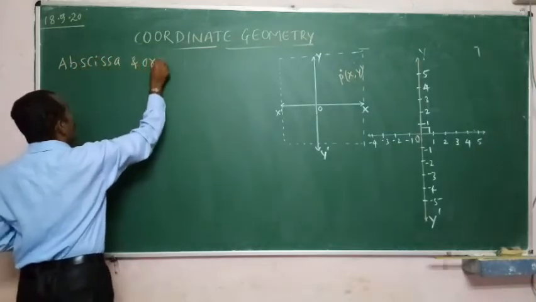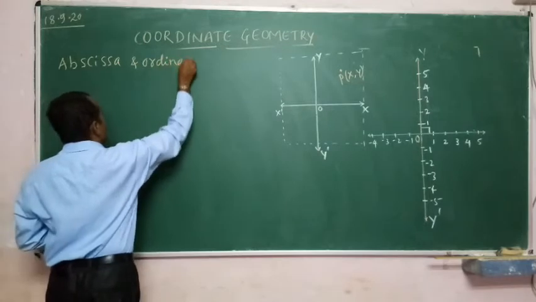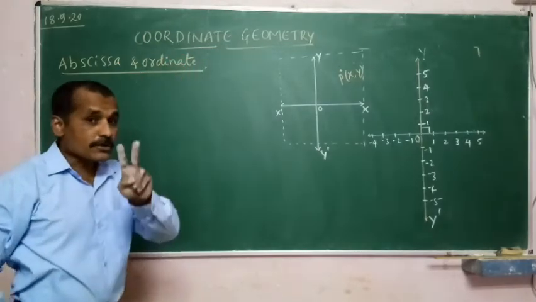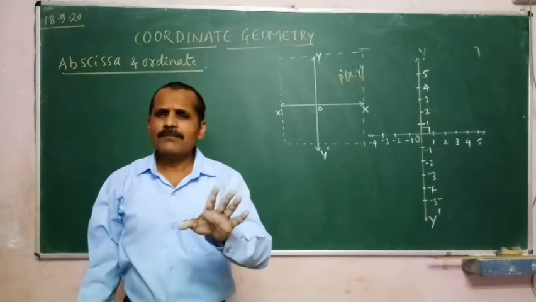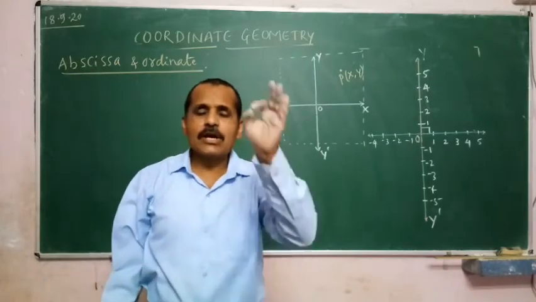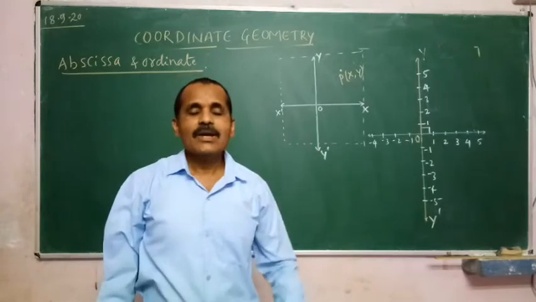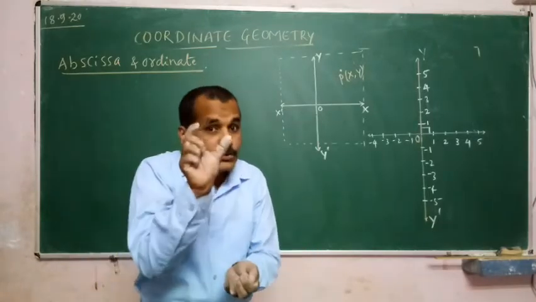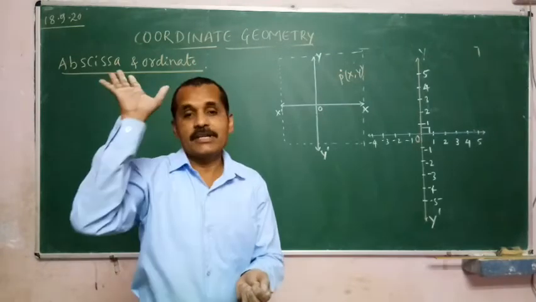I will write the next subheading: abscissa and ordinate. These two are new words for you, but very simple. The x coordinate is also called abscissa, the y coordinate is also called ordinate. Both together we call coordinates.